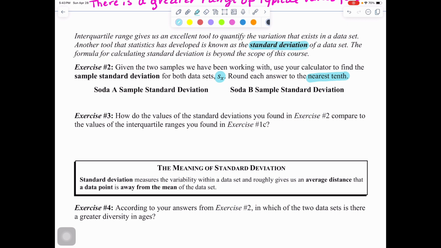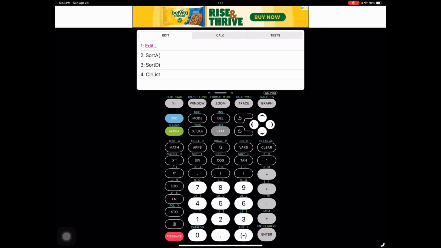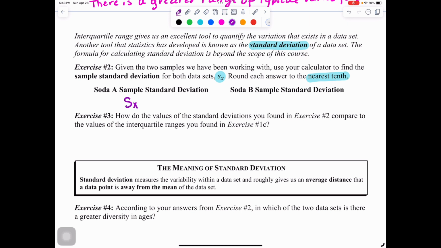So I'll demonstrate and show you what it was for L1, which was soda A, and you can do the same thing for L2, which was soda B. So if I go back to stat, and I go over to calculate, we're going to do one variable stats, and I'm going to do that for L1. When I do that, you can see S with subscript X is listed right in all that information, 9.0921 and so on. They wanted it to the nearest tenth, so that would be 9.1. All right, standard deviation SX equals 9.1.